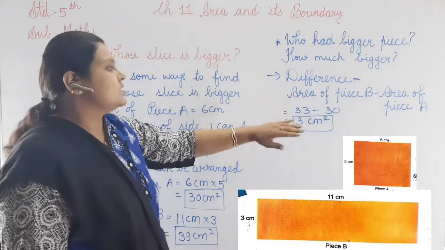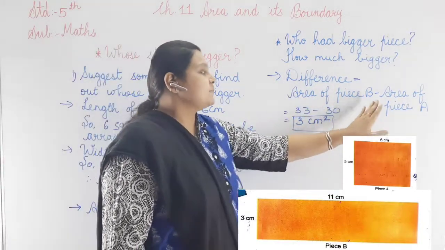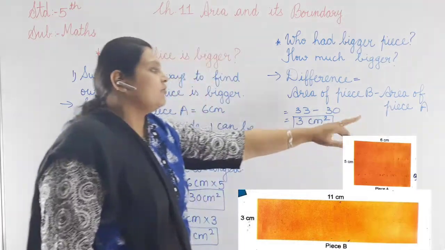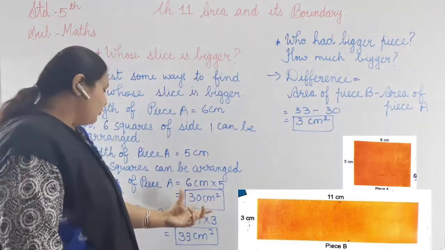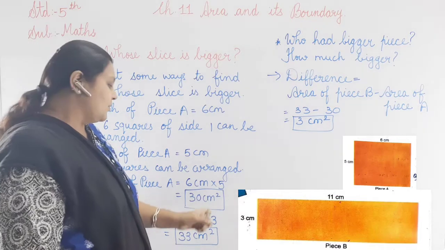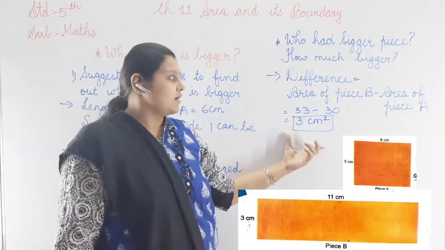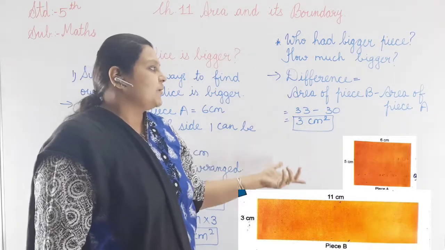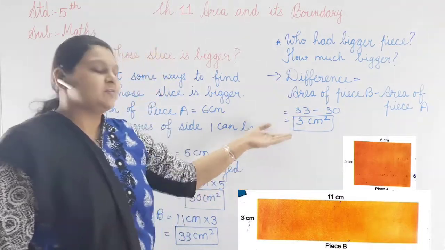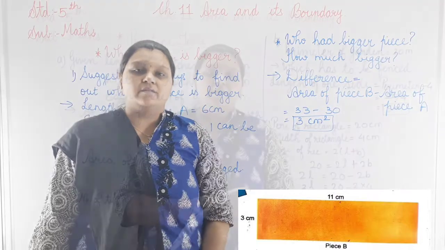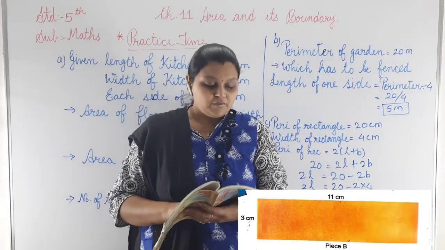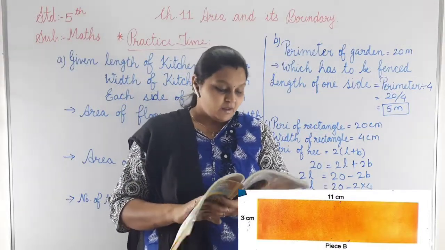So the difference is equal to area of piece B minus area of piece A. Area of piece B is 33 minus 30, that is 3 cm square. So the area of piece B is bigger by 3 cm square. Now we will move to practice time.